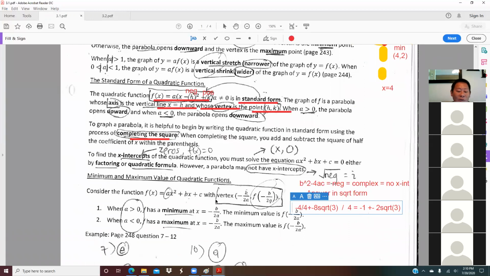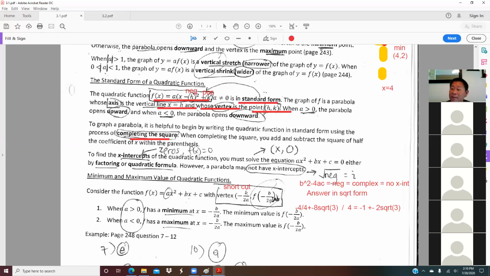The shortcut is using what we call the vertex formula. So if you do not want to do completing the square, which is all the 4 steps that we just did, this is a shortcut. If you have this, your a and b are here. So the vertex is negative b over 2a, f of negative b over 2a. Then you just plug the number you found for x into here to find your y value. So this is a shortcut.